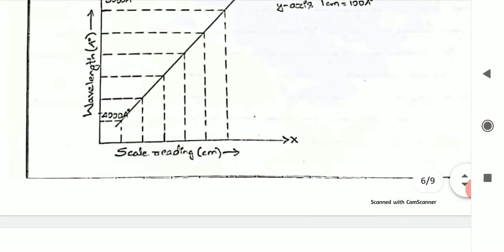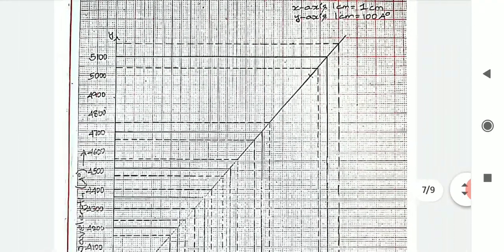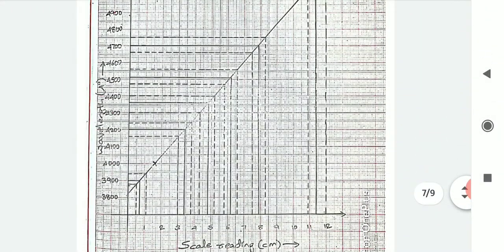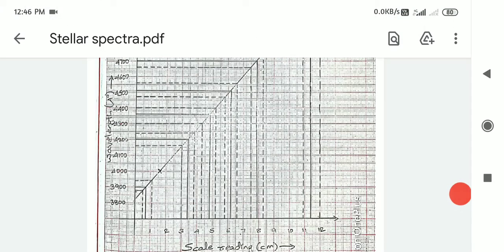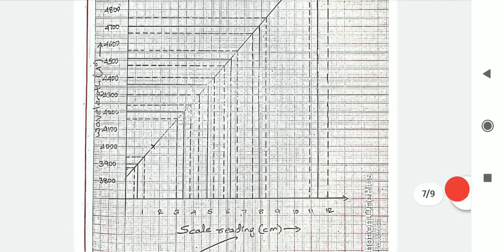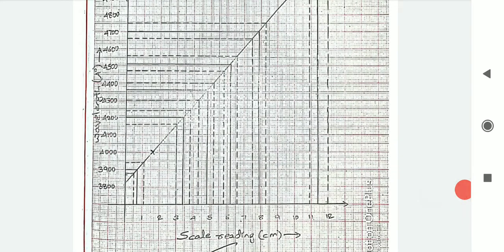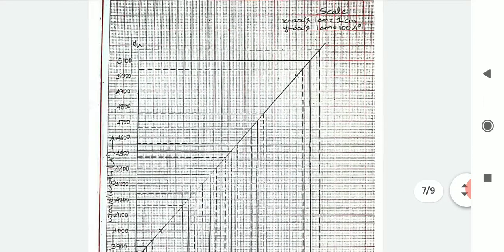I'll show the graph. This is the reference graph here. How to write here? See, for the x-axis, as I already told, in terms of 1, 2, 3, 4, 5, 6, you have to write it. That is in terms of scale reading, x-axis 1, 2, 3, 4, 5 up to 12. For the y-axis, you have to start from 3800, 3900, 4000, 4100, 200, 300, 400 up to 5100. You have to write it.